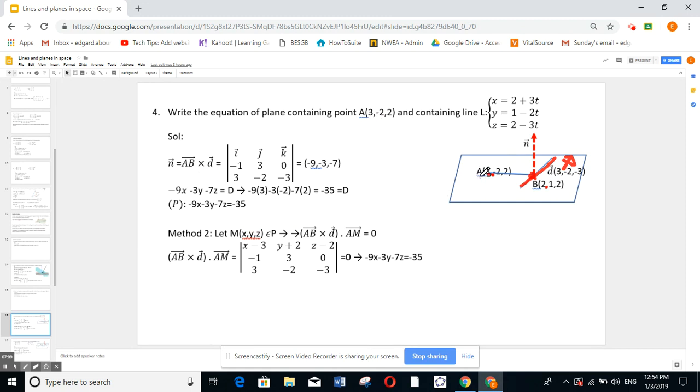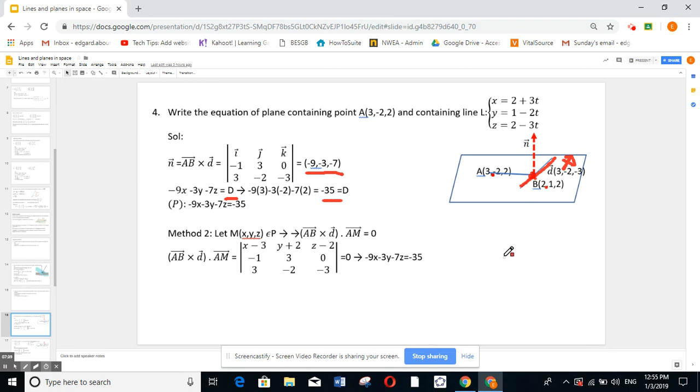The components of AB: 2 minus 3 is minus 1, 1 minus 2 is minus 1, 2 minus 2 is 0. And the directing vector is 3, minus 2, minus 3. So you're going to get the norm. These are the components of the norm, so 9x minus 3y minus 7z equal to D. To find D, you can use either point A or point B. Here I have used point A. You get D, and you can find the equation.